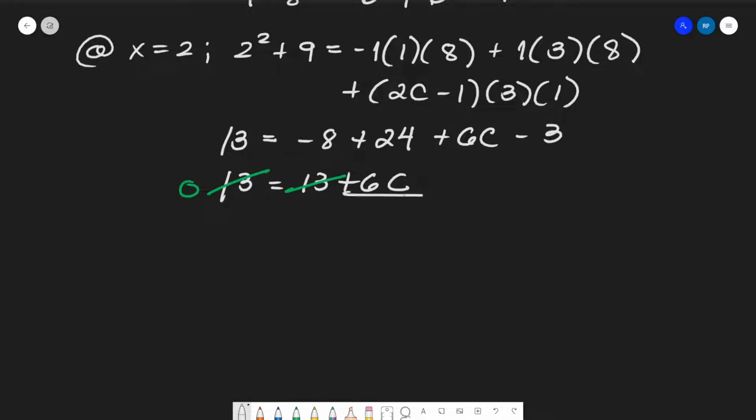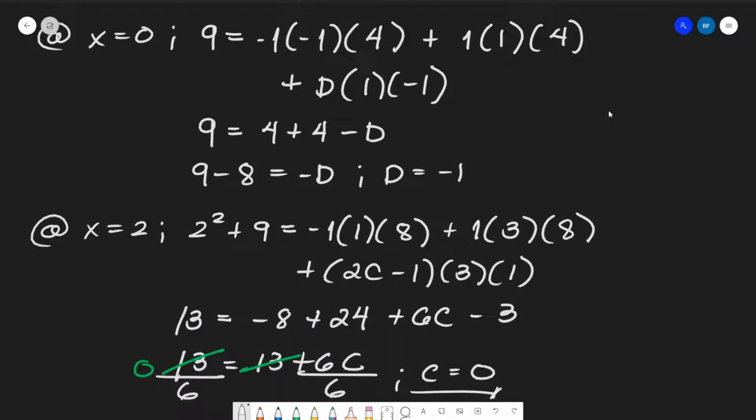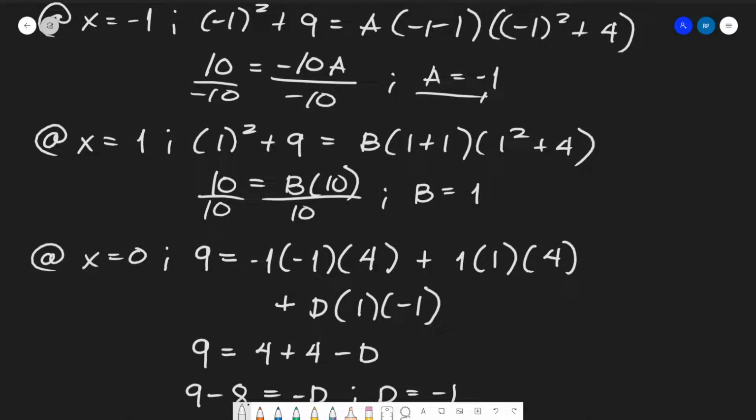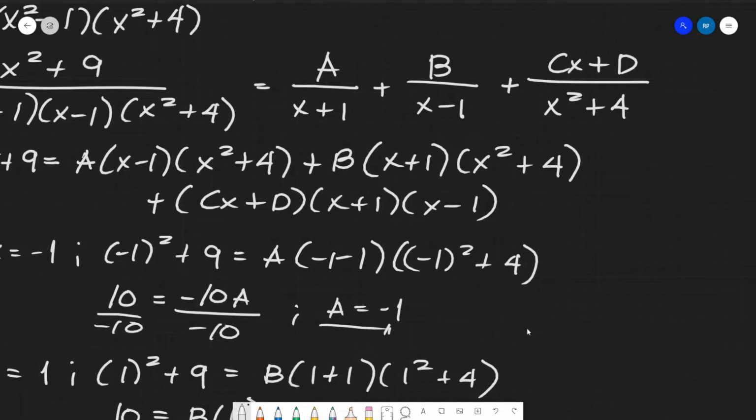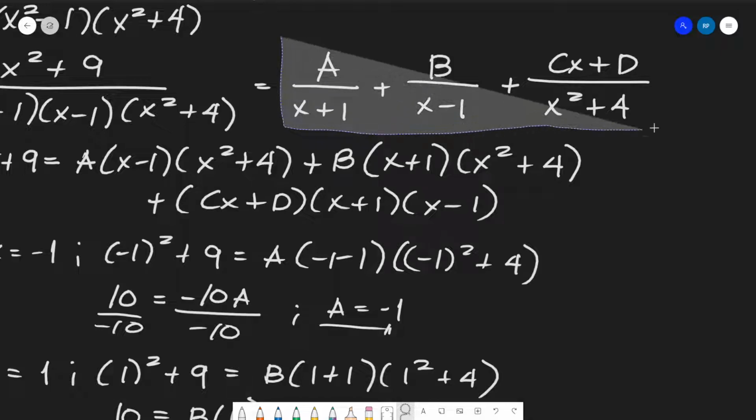So what's the value of c? So we have, of course, c is equal to 0. So ibig sabihin, wala lang yung cx natin, okay? So but we will not know if we will not answer. So kopyahin ko lang yung decompose natin. Ito kasi ilalagay ko. Ayan, kopyahin ko lang.